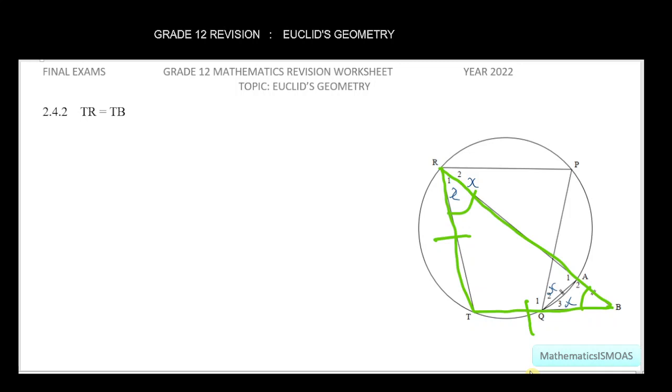now this will be the sides that are opposite equal angles. So angle R1 is X, therefore it means what? If we can prove that angle B is equal to X, then we will be able to prove that TR is equal to TB.